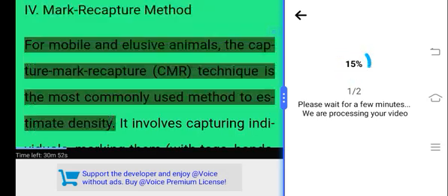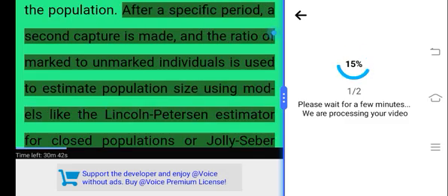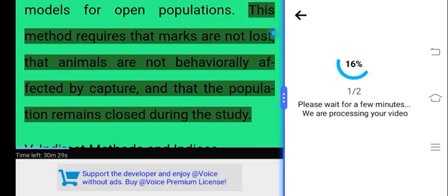4. Mark recapture method. For mobile and elusive animals, the capture mark recapture (CMR) technique is the most commonly used method to estimate density. It involves capturing individuals, marking them with tags, bands, or paints, and releasing them back into the population. After a specific period, a second capture is made, and the ratio of marked to unmarked individuals is used to estimate population size using models like the Lincoln-Petersen estimator for closed populations or Jolly-Seber models for open populations. This method requires that marks are not lost, that animals are not behaviorally affected by capture, and that the population remains closed during the study.